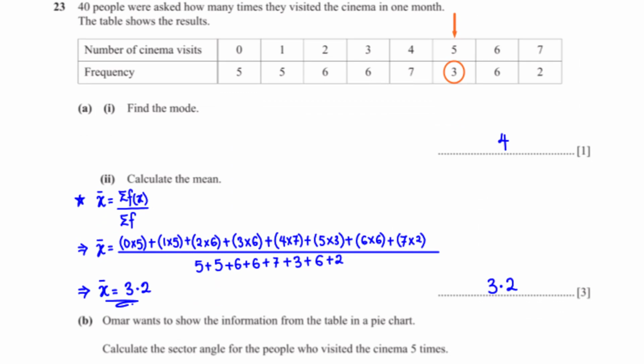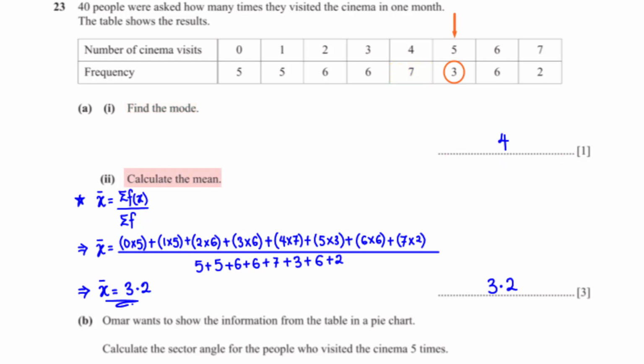40 people were asked how many times they visited the cinema in 1 month. The table shows the results. Find the mode. So we know that the mode will be the number of cinema visits with the highest frequency. And so we have a highest frequency of 7, and the number of cinema visits is 4.